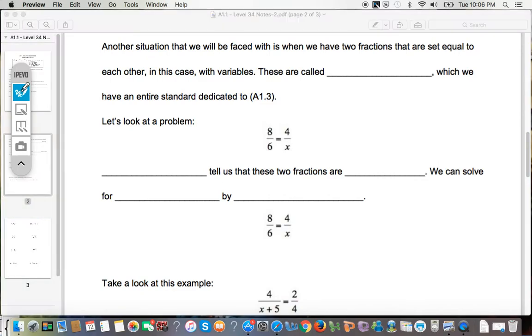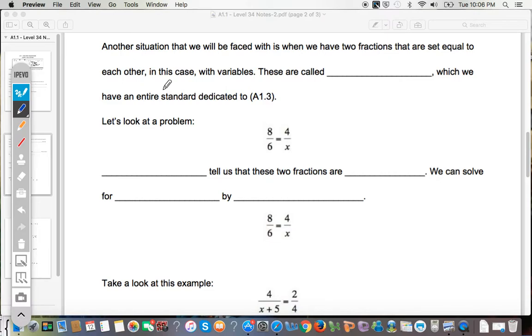Alright, moving on. So another situation that we will be faced with is when we have two fractions that are set equal to each other. In this case, with variables, because we're trying to solve for variables. These are called proportions. Again, which I'm sure you've heard of before in some capacity. If you don't remember what they are, how we use them, that's okay. We'll learn that right now, and even more in standard A1.3.